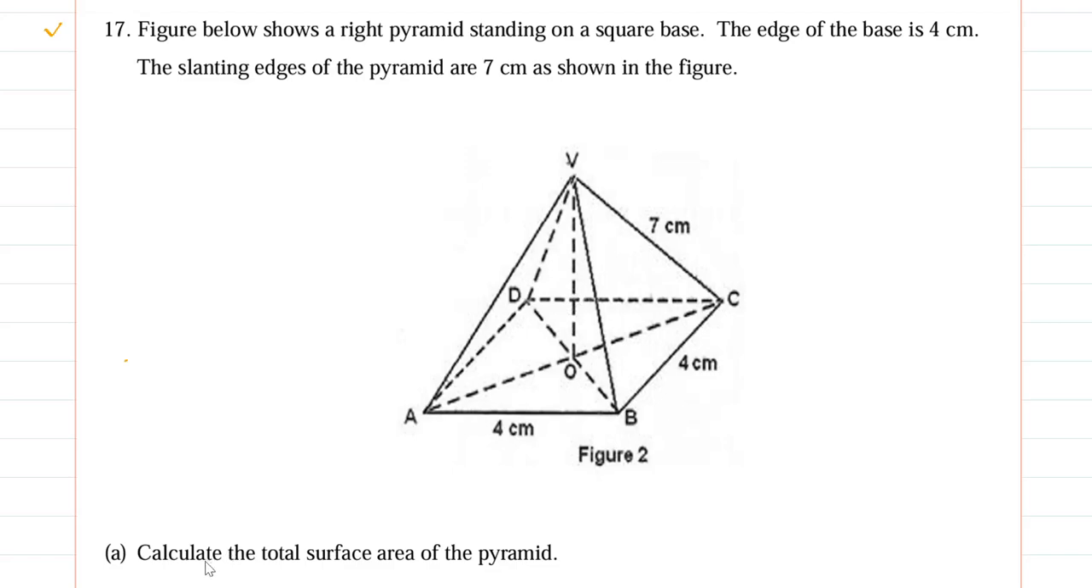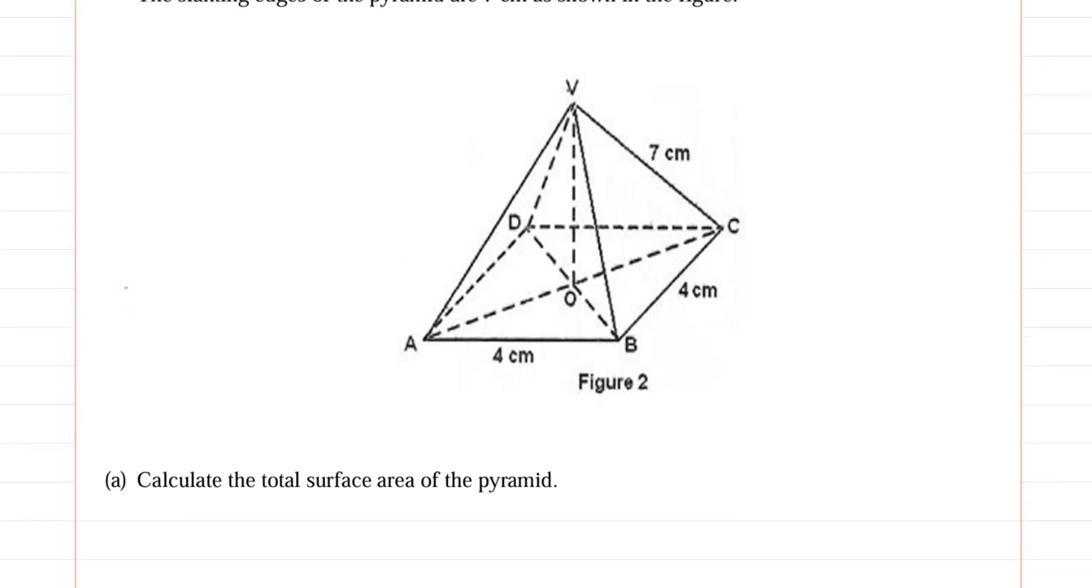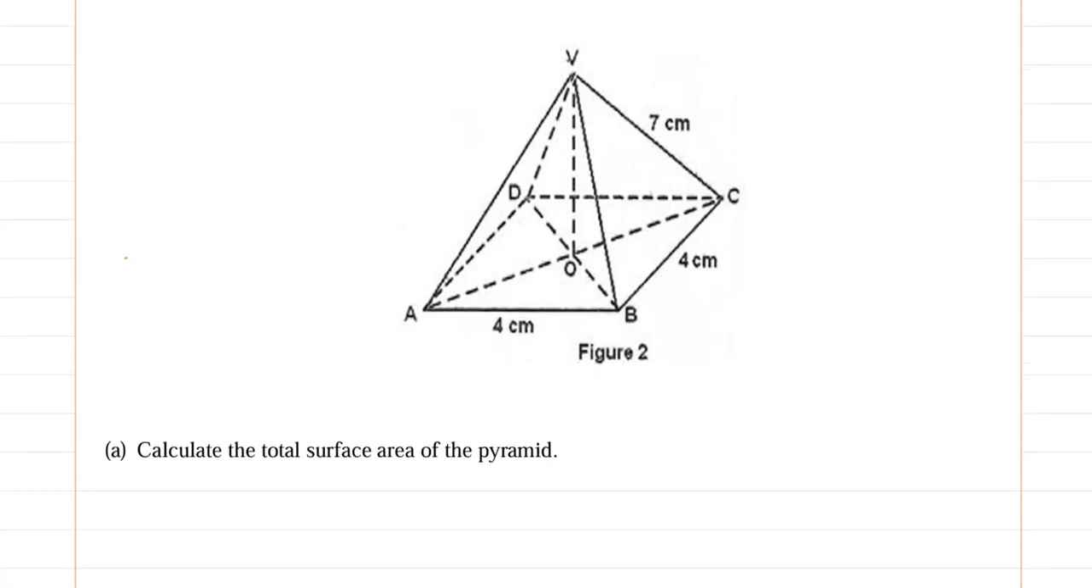So those are the surfaces of this pyramid. For us to get the total surface area, we simply need to get the areas of each of the surfaces, including the base, and then we sum them. So I'm going to begin with the area of the base.